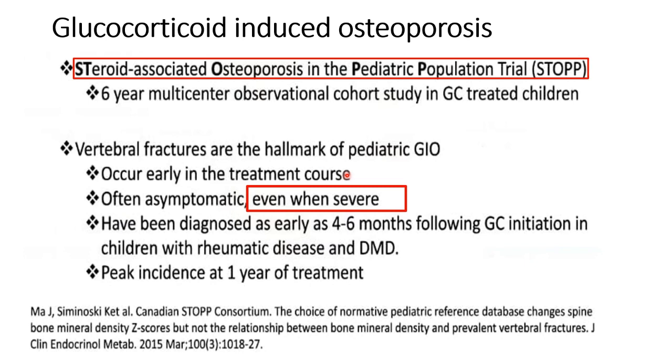Vertebral fractures are the hallmark of pediatric glucocorticoid-induced osteoporosis. It occurs early in the treatment course, often asymptomatic even when severe. It has been diagnosed as early as 4 to 6 months following glucocorticoid initiation in children with rheumatic disease and Duchenne muscular dystrophy. Peak incidence is at 1 year of treatment.